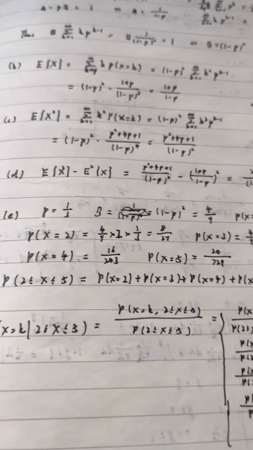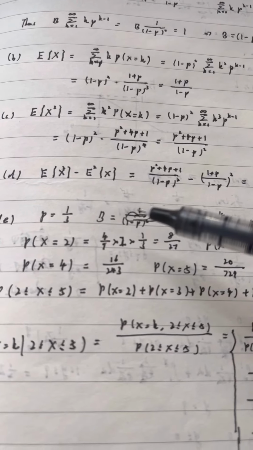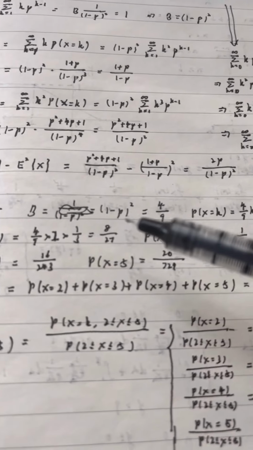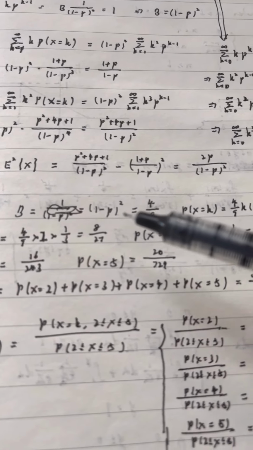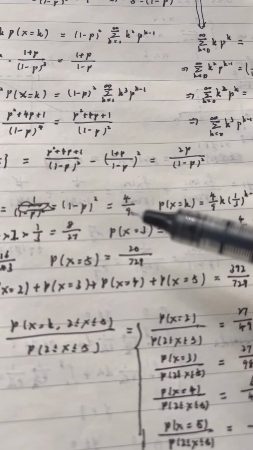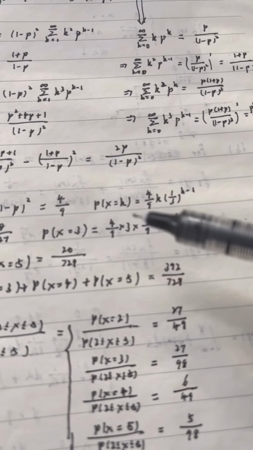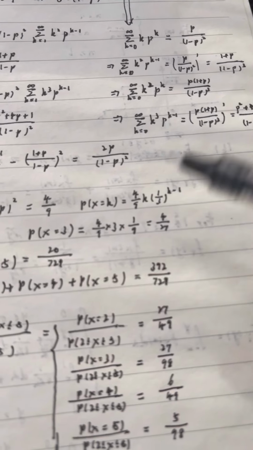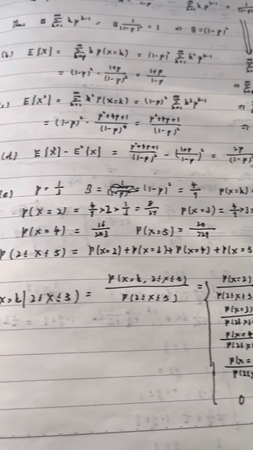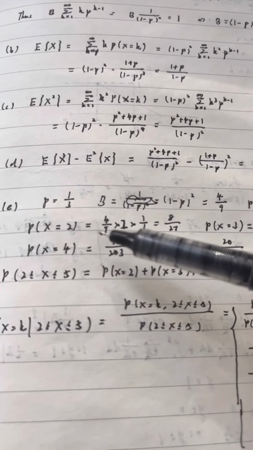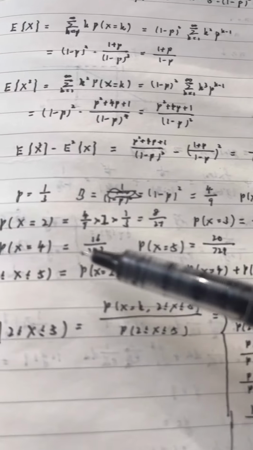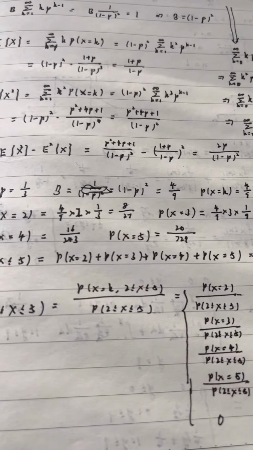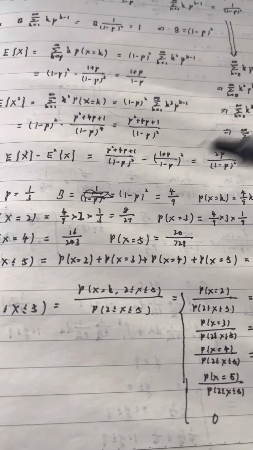And for subproblem E, we have the actual value of p, it equals 1 over 3. That's what it gives us. So we can calculate b, it equals 4 divided by 9, and we substitute b into it. We have the equation for the probability P(X equals k), and then we can calculate P(X equals 2), P(X equals 3), P(X equals 4), and P(X equals 5). We get the exact numbers for all of them, so we calculate them.